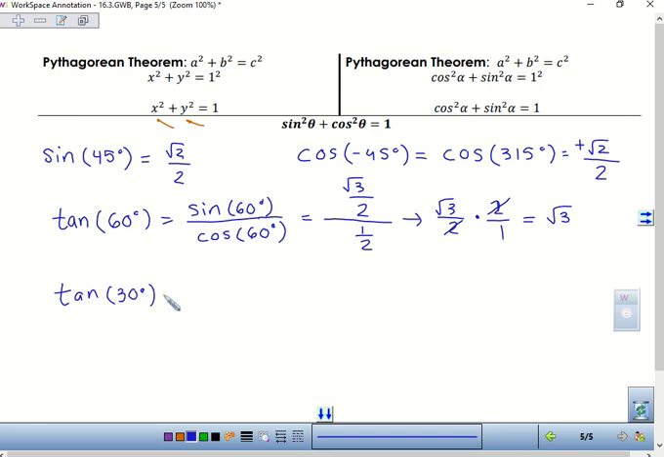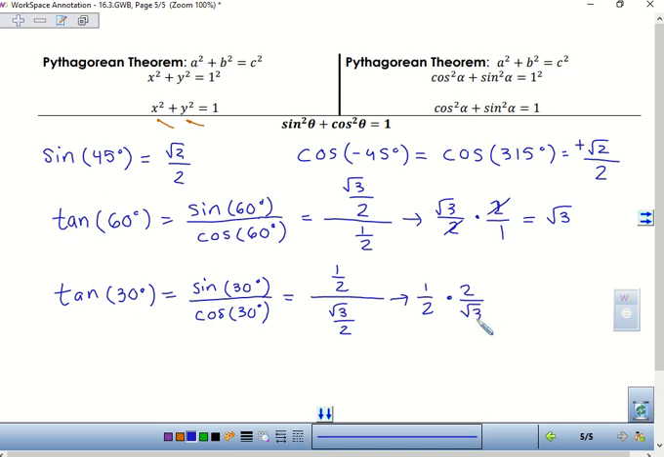So when it's tan, how are we going to rewrite it? Good. Sine of 30 over cosine of 30. What is sine of 30? Good. What is cosine of 30? Radical 3 over 2. This becomes 1/2 times 2 over radical 3. What's going to happen with the 2's?